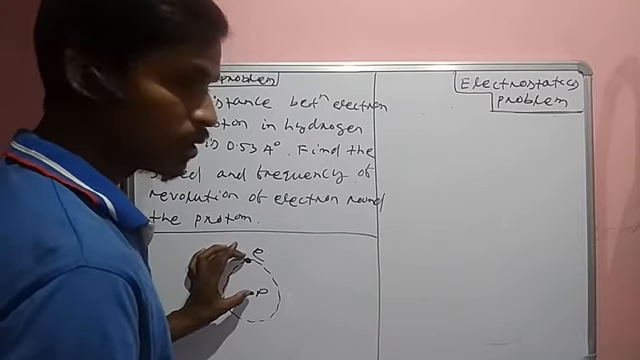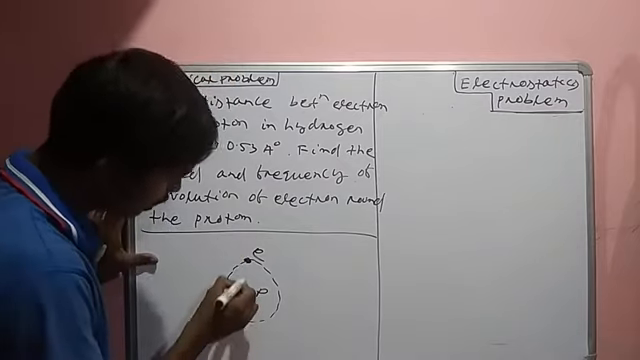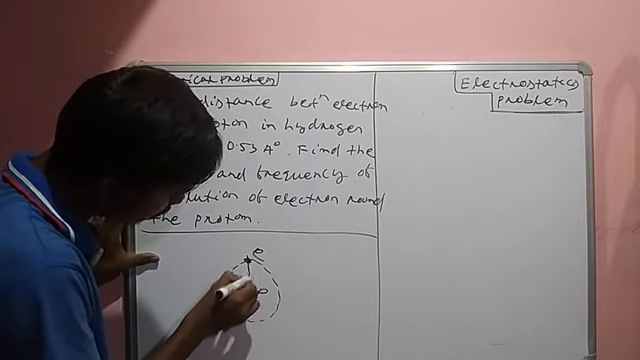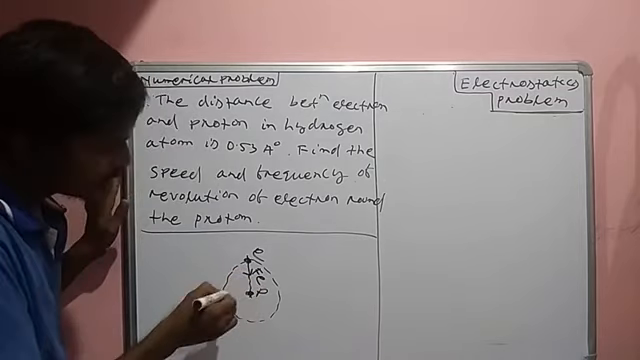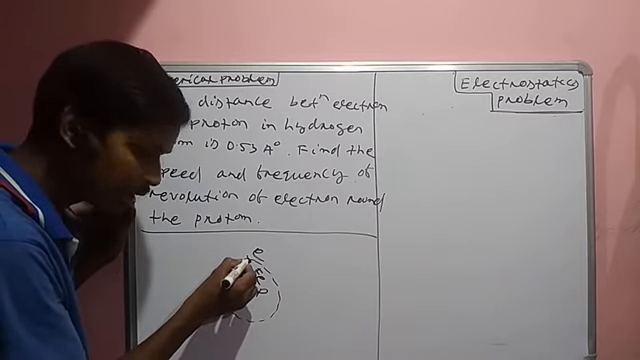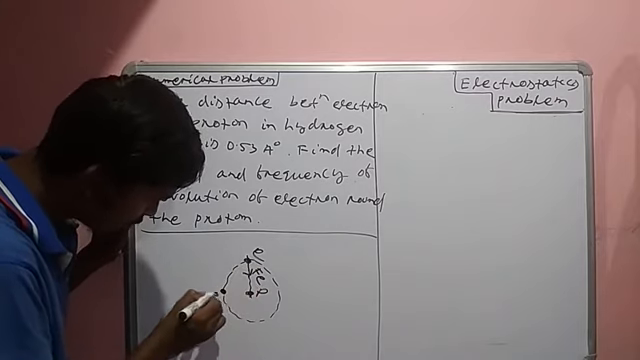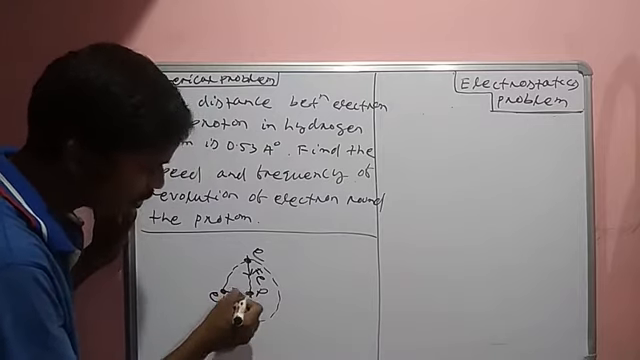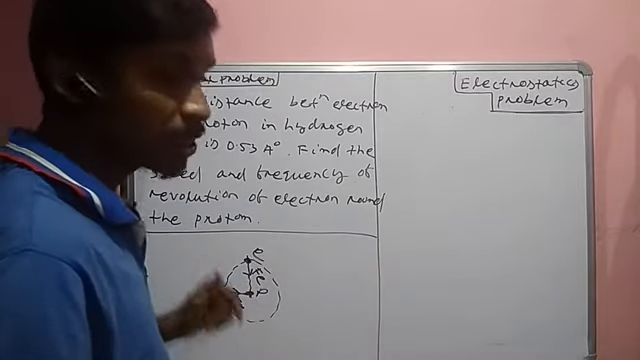So there must be an electrostatic force present, because electrostatic force is an attractive force. Suppose the line joining this direction, the attractive force Fe is available. Suppose this is the electron and it moves. Suppose at this point the electron is in this direction Fe. That means whenever the electron moves around the proton, the electrostatic force is available.